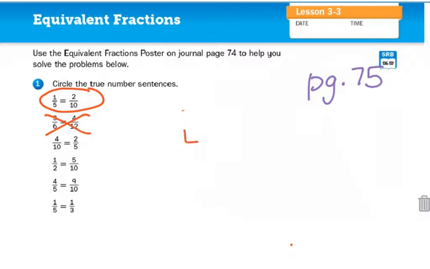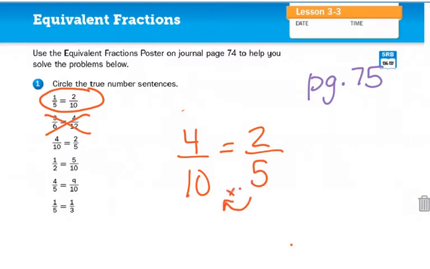It says 4/10 equals 2/5. Well, I can move the opposite direction. I can say it this way too. 5 times 2 is 10. So if I multiply the bottom by 2, I have to multiply the top by 2. Is 2 times 2 4? It is. So those two are equivalent.